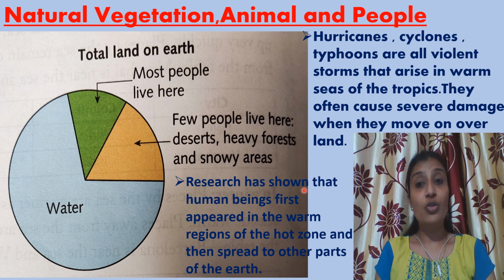Research has shown that human beings first appeared in the regions of the hot zone and then spread to other parts of the earth. Now children, chapter number 11, World Geography, ends here.